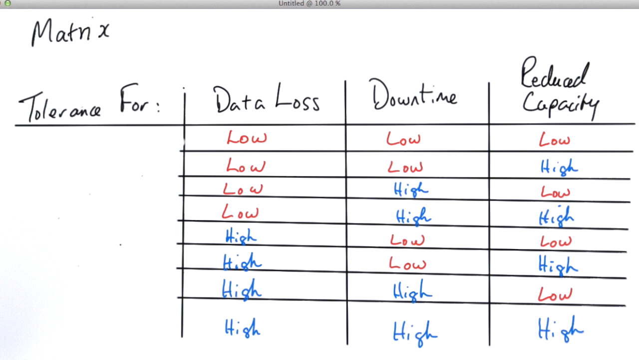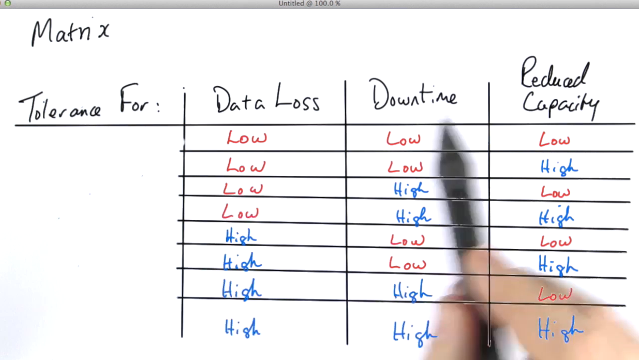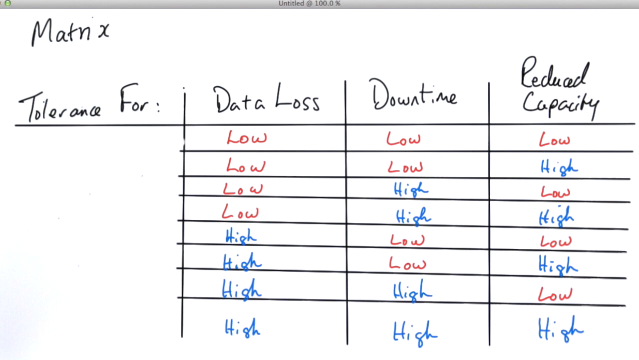Okay, so here we have our matrix, and this is a tolerance for data loss, tolerance for downtime, tolerance for reduced capacity. And the idea here is to create a matrix that describes some of the more common concerns and common scenarios that you run into for applications in terms of disaster recovery. What I'll do here is talk about the two binary options in each category. If you have a low tolerance for data loss, and let's face it, most people in an ideal world are going to have a low tolerance for data loss.